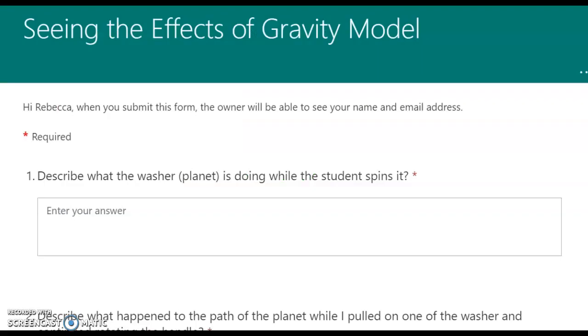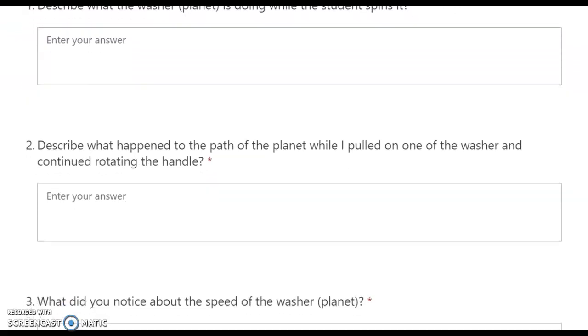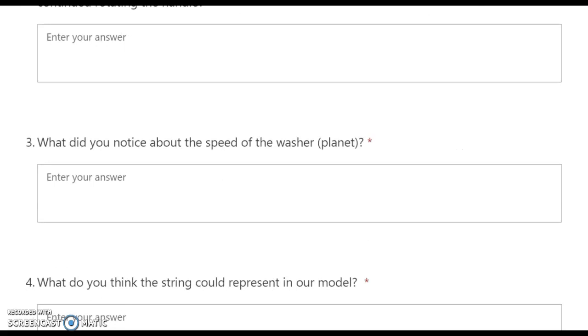And here are the questions. Number 1, describe what the washer, the planet, is doing while the student spins it. Number 2, describe what happened to the path of the planet when the student pulled on the washer and continued to rotate the handle. So what happened when the washer got closer to the straw? Number 3, what did you notice about the speed of the washer or the planet? So what happened when it was further away from the straw? What happened when it was close to the straw?